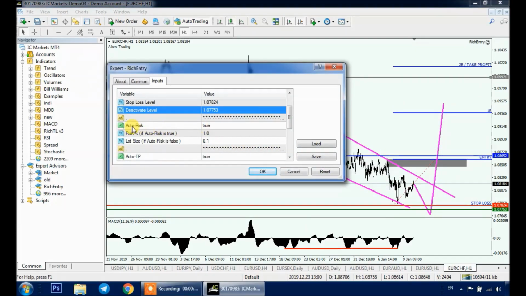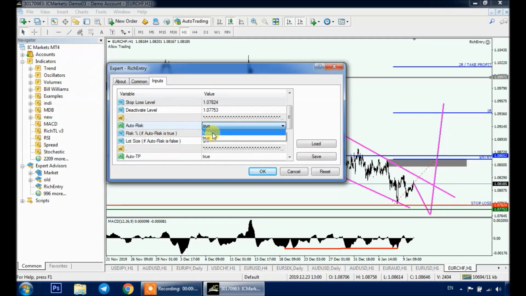Next we have risk. As you can see here, we have 2 options for auto risk, true or false. If auto risk is true, then the EA will enter with a fixed percentage of balance per trade. In this case, it will enter with 1% risk. For example, after a candle close above our level, the EA will calculate how many pips we have from entry to our stop loss and enter with the appropriate lot size, so our stop loss would be equal to 1% of balance. If 2% is entered here, then the EA will enter with 2% risk for this trade.